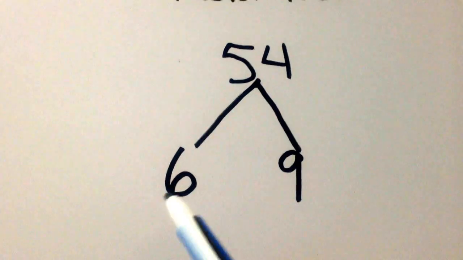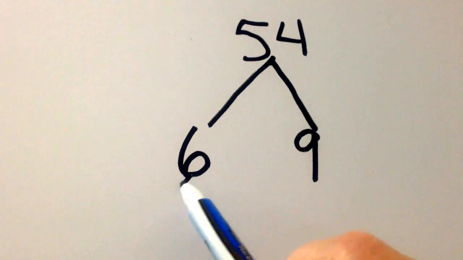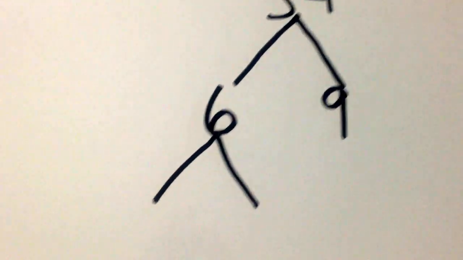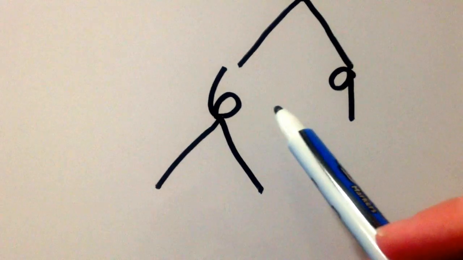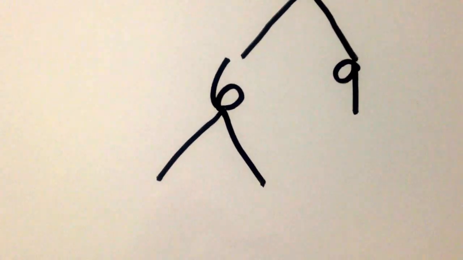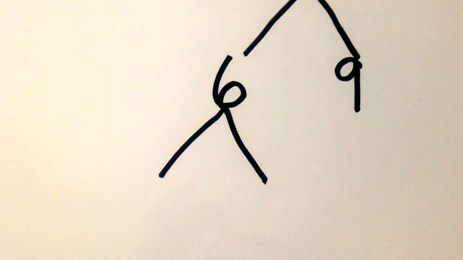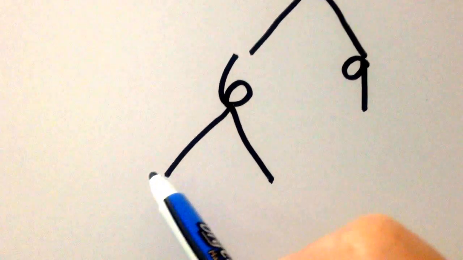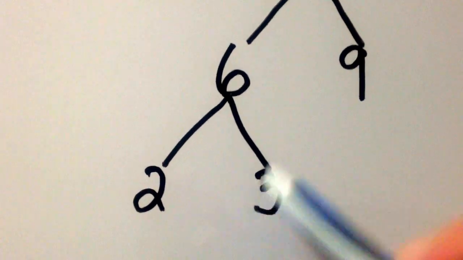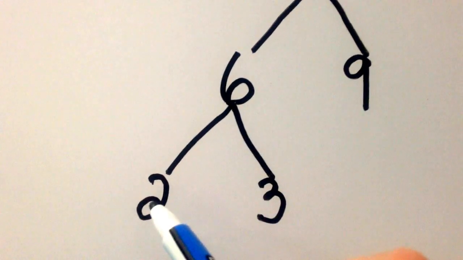So let's take a look at the 6. We're going to make branches for the 6. Okay? Now, what two numbers can be multiplied to get the product of 6 besides 1 and 6? And that would be 2 times 3 is 6. So 2 times 3 is 6.